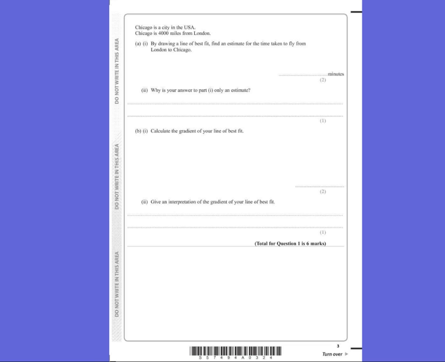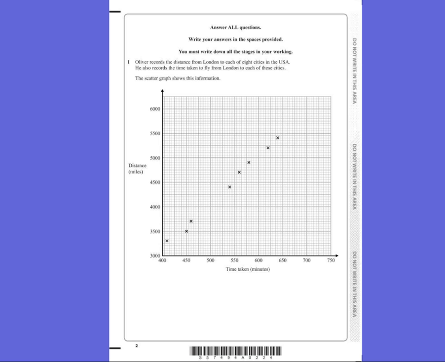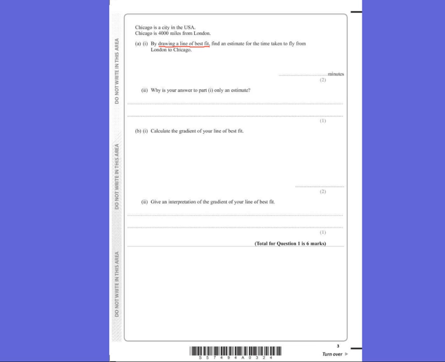Part 1. Chicago is a city in the USA, and Chicago is 4,000 miles from London. By drawing a line of best fit, so this is really important, find an estimate for the time taken to fly from London to Chicago. So going back to our diagram, we need to draw a line of best fit, and it doesn't need to touch any of the points in particular, but it just needs to go through the middle following the pattern of the crosses. It says that it's 4,000 miles from Chicago to London.